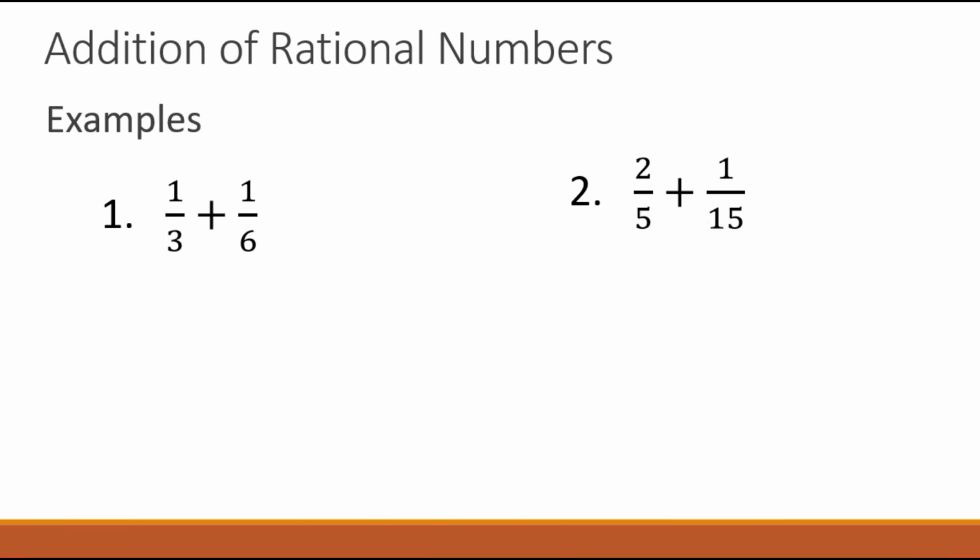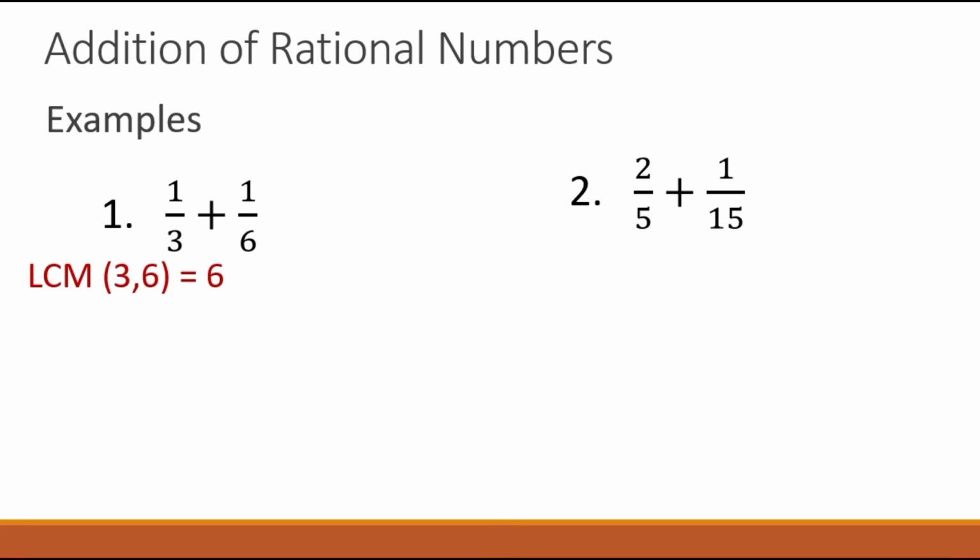For number 1, let's add 1/3 and 1/6. So what is 1/3 and 1/6? Notice na yung fractions natin dito ay dissimilar fractions. So when we say dissimilar fractions, the denominators are different. So to add dissimilar fractions, the first thing that we should do is to find the LCM. So what is LCM? That means the least common multiple.